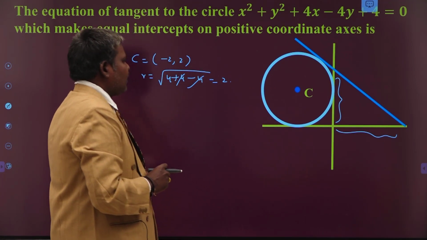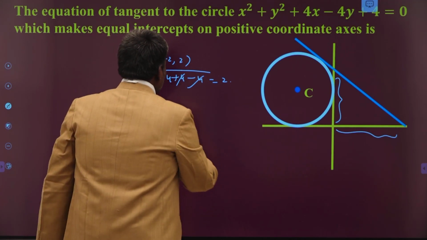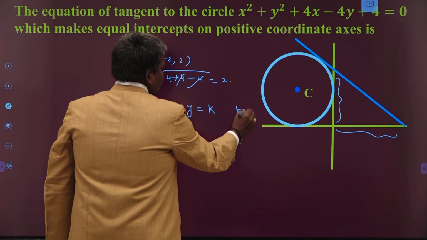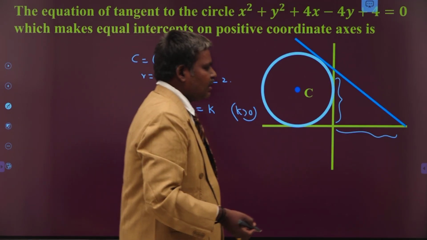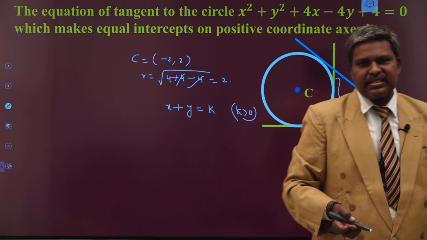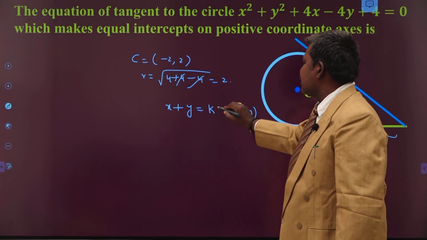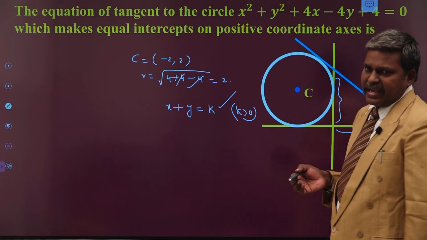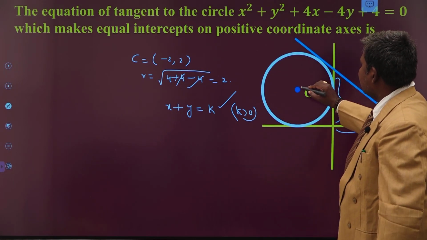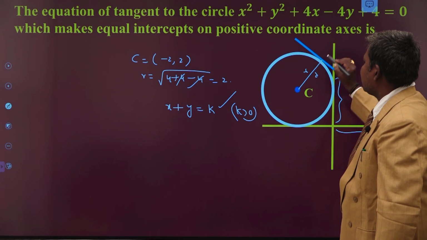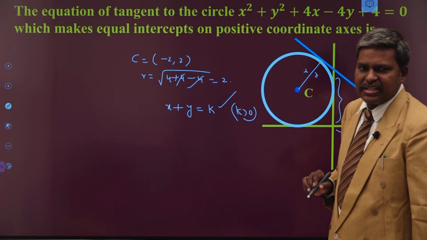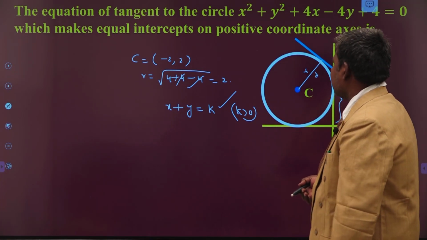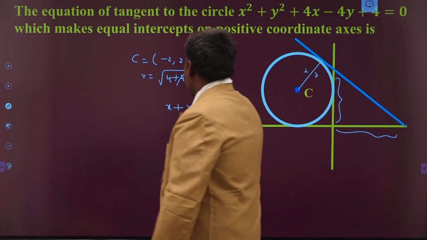So, the equation of any line making equal intercepts is of the form x plus y equals k, say. Here k is greater than 0 because they are making positive intercepts with the coordinate axis. This is the equation of any line making equal intercepts of k units with the coordinate axis. If it is a tangent to the circle, immediately we have the condition r equals d. When you say some line is tangent to the circle, the radius of the circle equals the perpendicular distance from the center to the line. So, apply the condition r equals d.